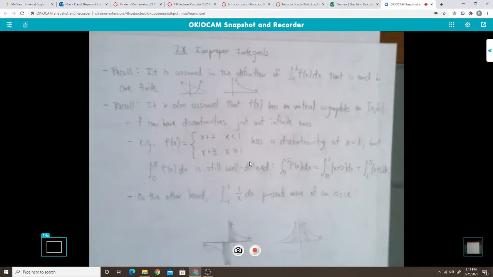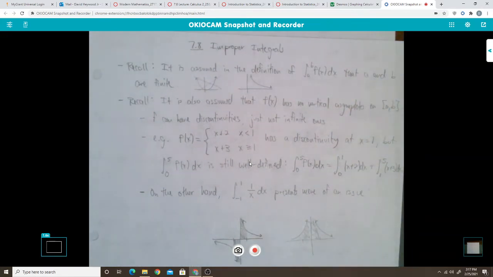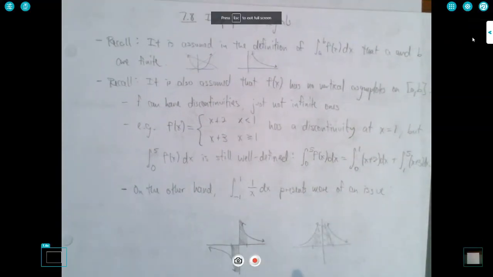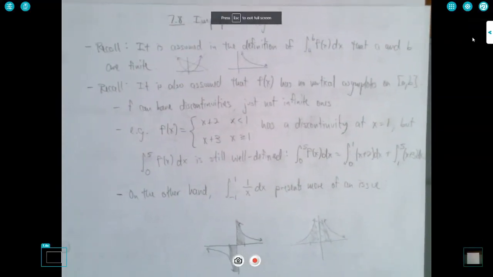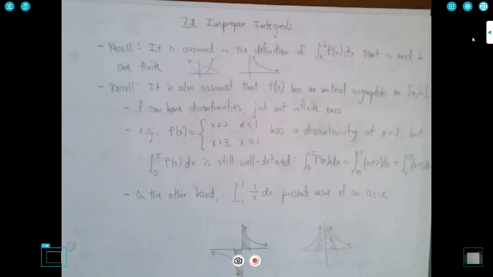All right, let's take a look at 7.8 and finish up our discussion of Chapter 7, all about integration techniques. So the topic of discussion in 7.8 is improper integrals. And there are two types of improper integrals that we need to consider, right?